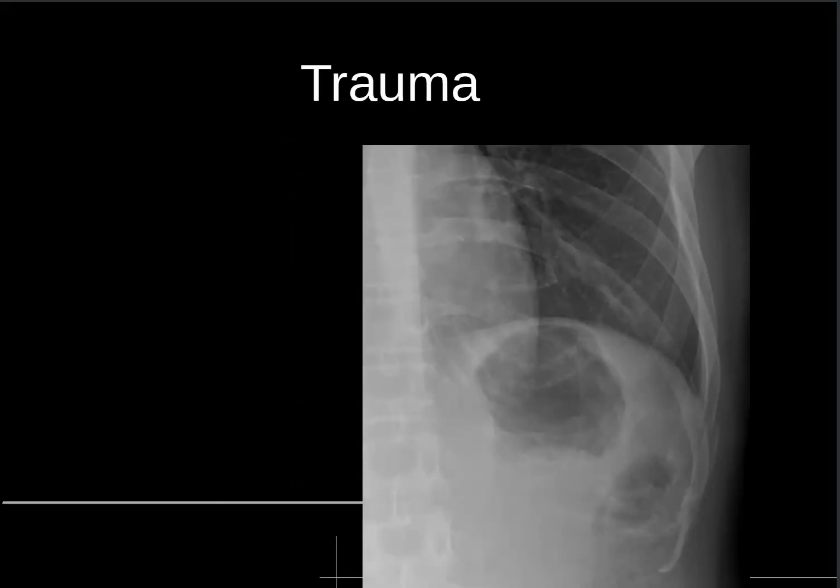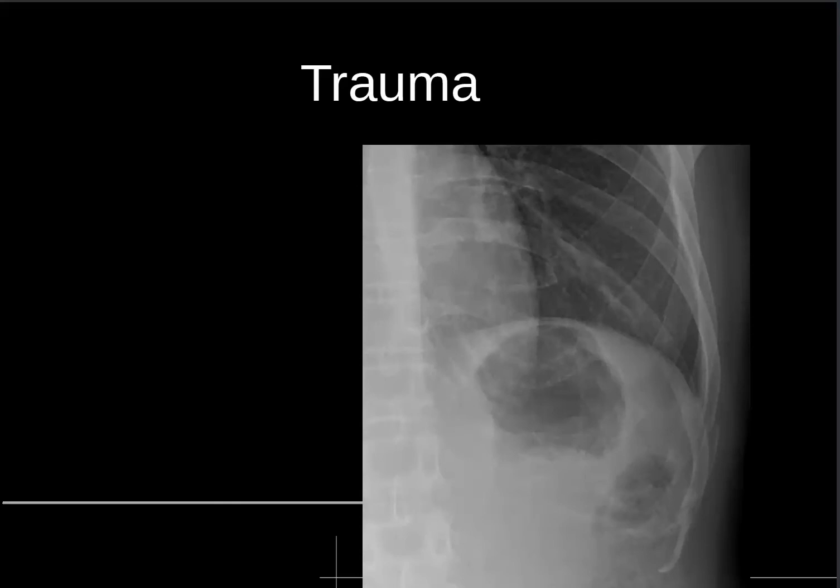Trauma, patient fell off a bike. What's the abnormality? There's the pleural space. It's nice and sharp and crisp, so there's no pleural effusion here. Here's the lung. Here's the left heart border. There's no infection. The left heart border is very, very sharp, so there's nothing going on there. This is air within the fundus of the stomach.